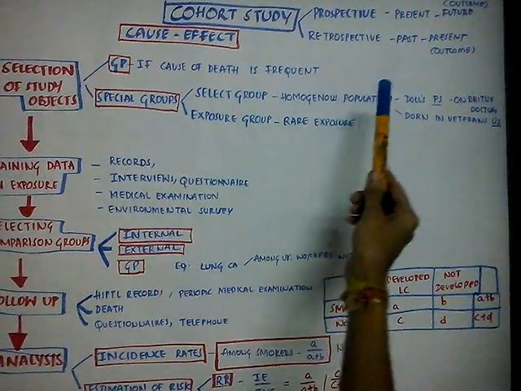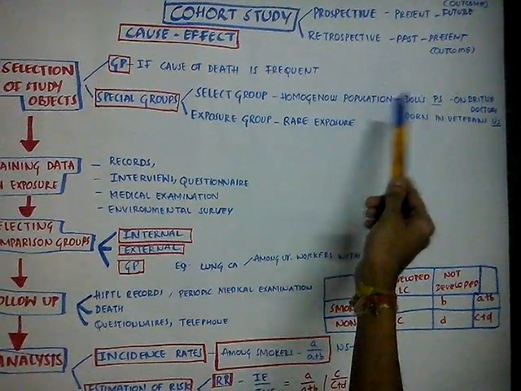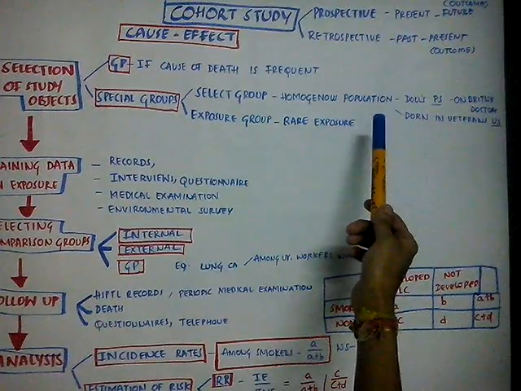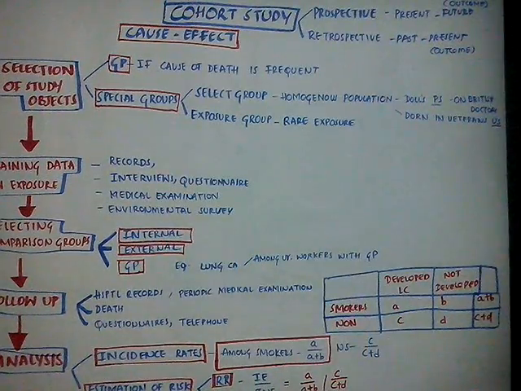Prospective cohort study, that is, we are going from present to the future. For example, in uranium mine exposures, whether they are going to develop lung cancer or not, so that we have to follow up from the present to the future. Whereas in retrospective, from the past to the present, that is, the outcome is already present in the present.